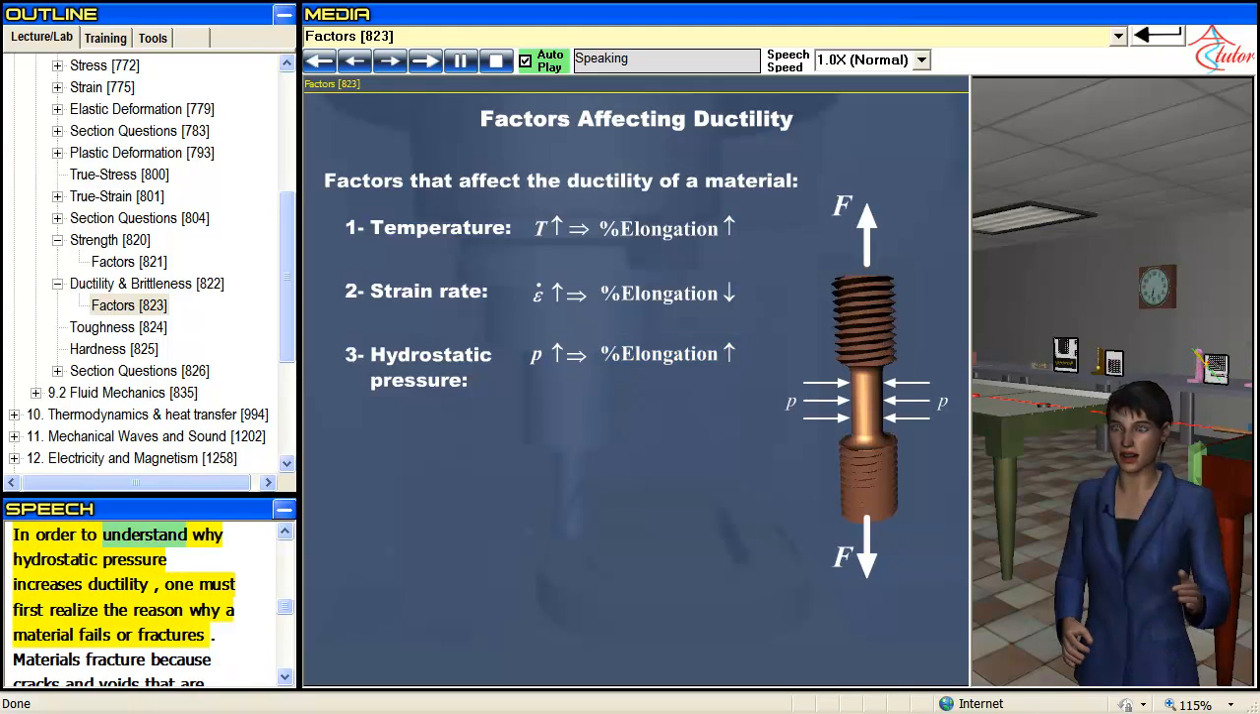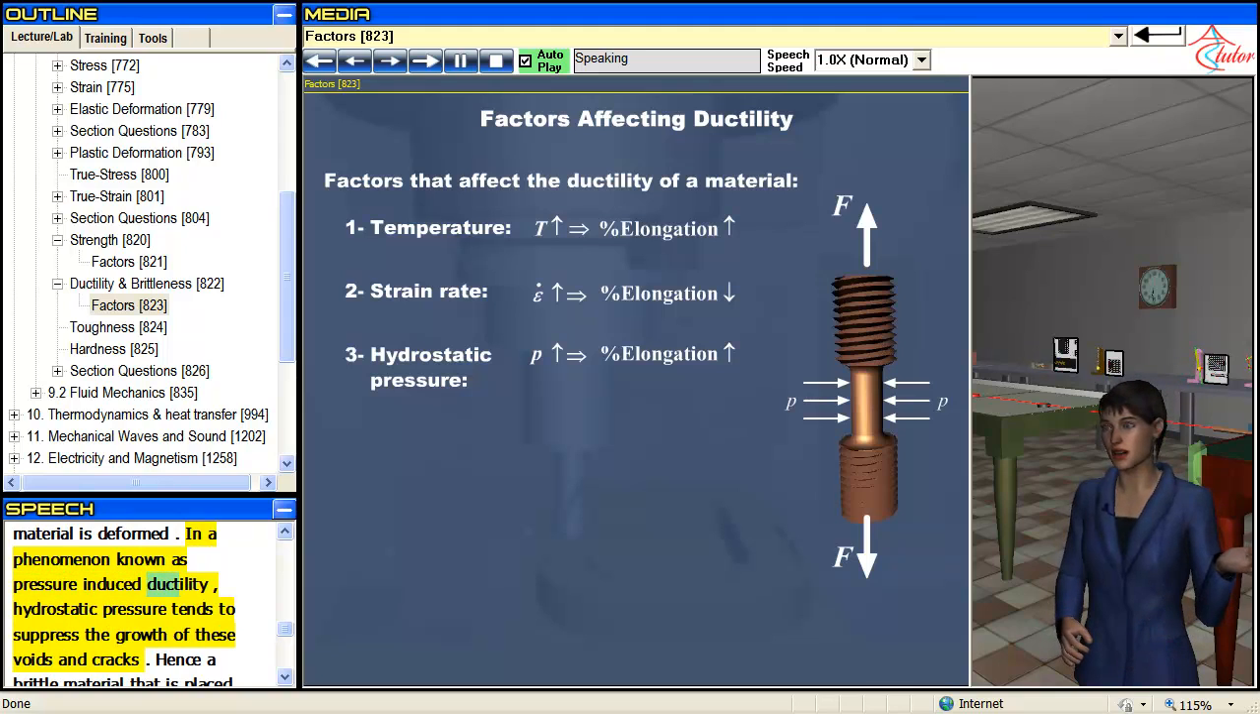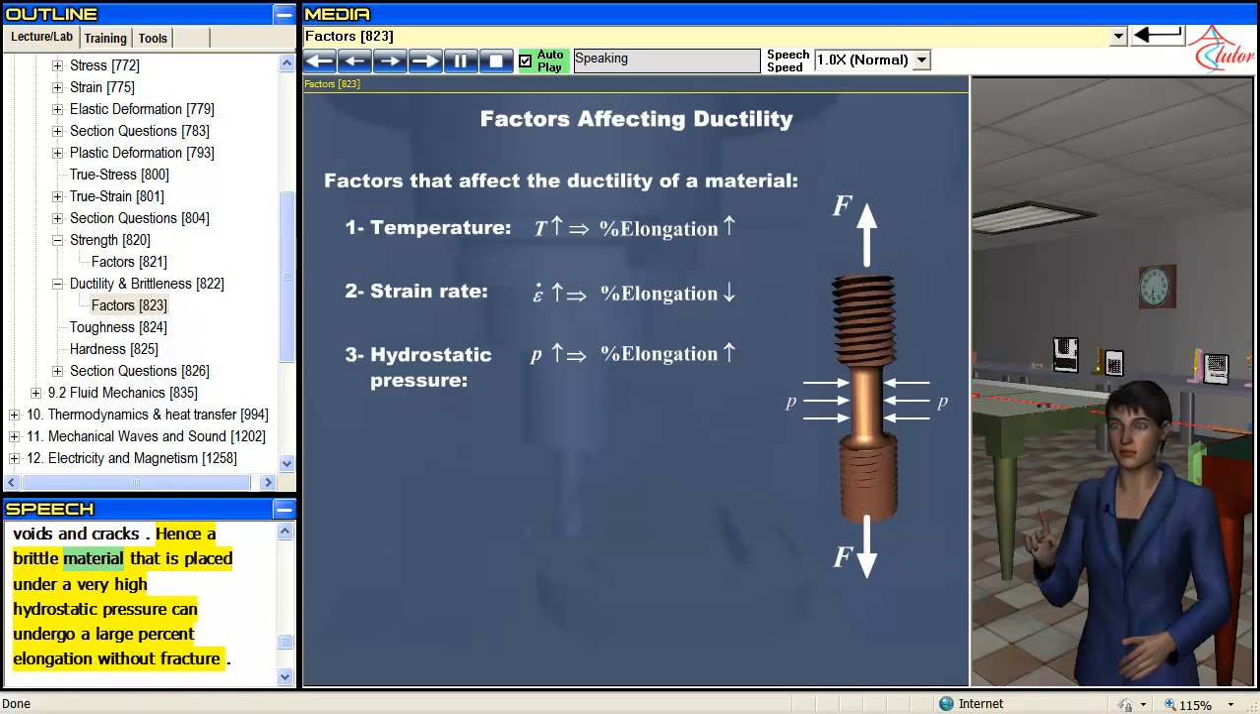In order to understand why hydrostatic pressure increases ductility, one must first realize the reason why a material fails or fractures. Materials fracture because cracks and voids that are present inside the material grow and coalesce as the material is deformed. In a phenomenon known as pressure-induced ductility, hydrostatic pressure tends to suppress the growth of these voids and cracks. Hence, a brittle material that is placed under a very high hydrostatic pressure can undergo a large percent elongation without fracture.